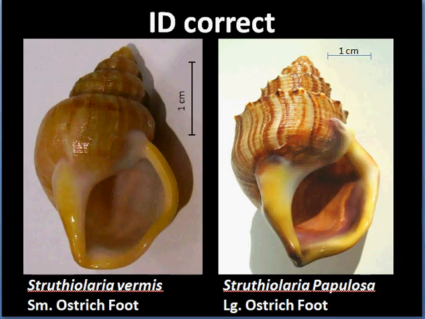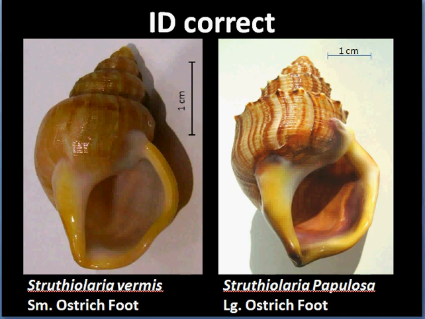Okay, ID correct. You'll see that these two shells look quite similar, and they're both Struthiolaria genus. They have a different species name, though, vermis and papulosa. Large ostrich foot is on this side, small ostrich foot over here. Okay, so either one of these will do fine for your collection. You're required to collect an ostrich foot.